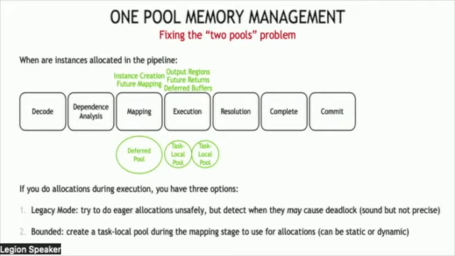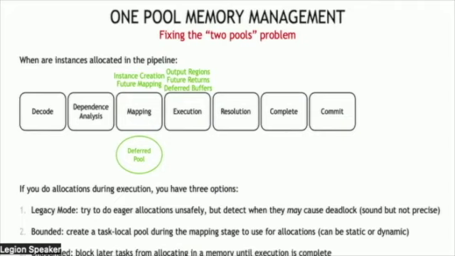But it does require you to think a little bit about how to put the bounds on those pool sizes. And again, you only need to do this if you actually do these allocations during the execution stage of the pipeline. If your tasks don't have output regions or deferred buffers or anything, then you can just ignore all this. But if you do have those things, you do want to think a little bit about this.